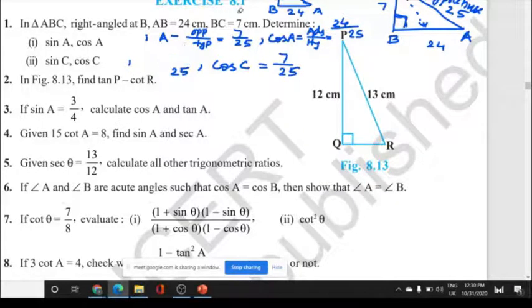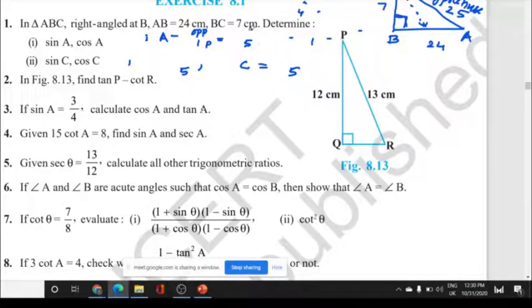See the second question. The triangle PQR is already given there. The question is, find tan P minus cot R. First decide which is the hypotenuse, which is the adjacent side, and which is the opposite side. That you have to decide first. It is tan of P.